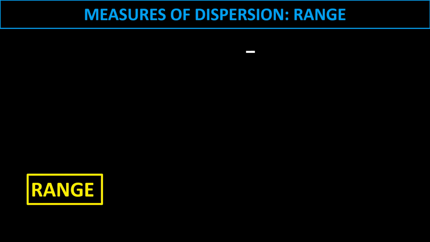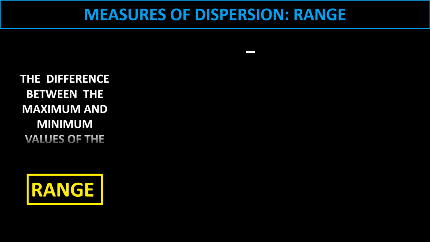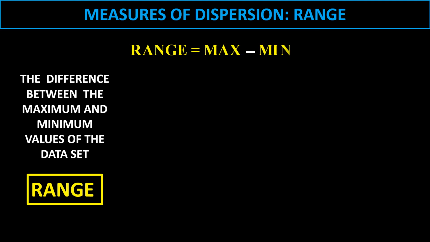Okay, what is the range? Range is the difference between the maximum and the minimum values of the data set. So I want the range, it's the maximum subtracted from it the minimum value, right? Or we subtract the minimum from the maximum.